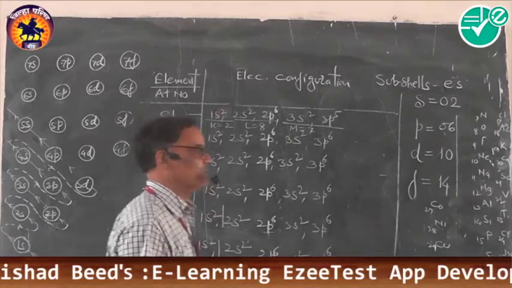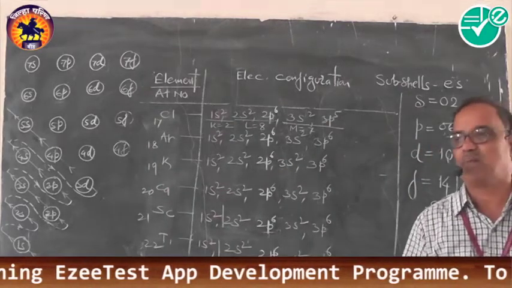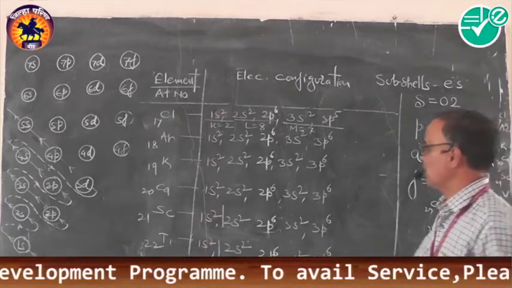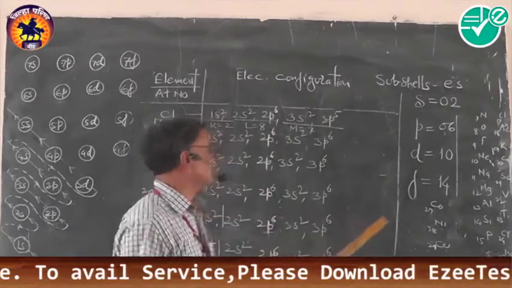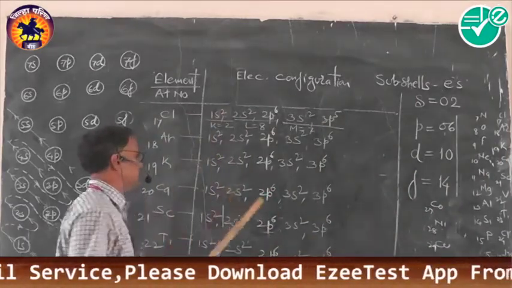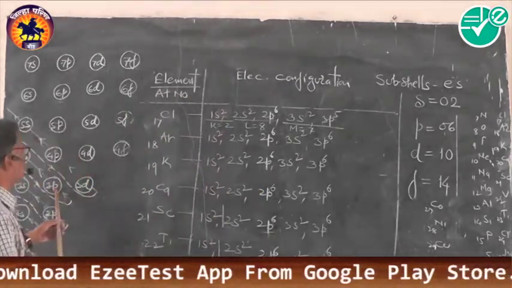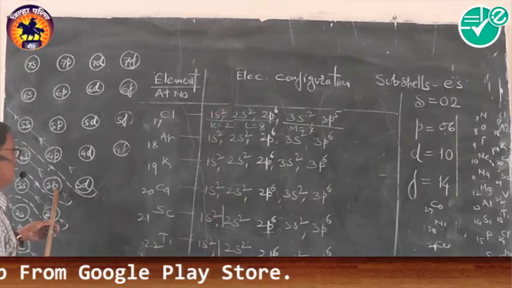neon. Neon has atomic number 10, and argon is just below neon. Add 8 electrons, that is 18, and 18 is nothing but the atomic number of argon. So this is all about the electronic configurations of the first 18 elements. Now, the capacity of the 3p subshell, which is 6 electrons, is over.